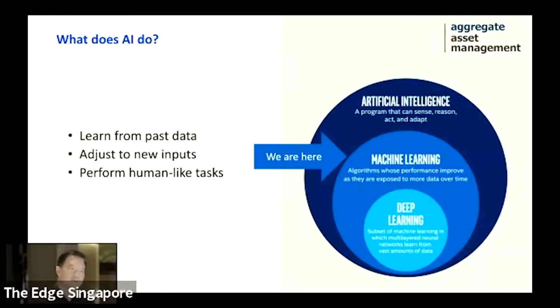But in truth, AI is really good for three things, right? Number one, they learn from the past input, they adjust to new inputs, and more importantly, they perform human-like tasks. They're not godlike machines that take over the world. They replicate what we do, but in a more efficient and faster way. That's it. So where Aggregate is right now is we are at the machine learning level, which is a subset of AI. And in months or even years to come, we will go into deep learning, which is even harder, which is even more accurate in its predictive ability.